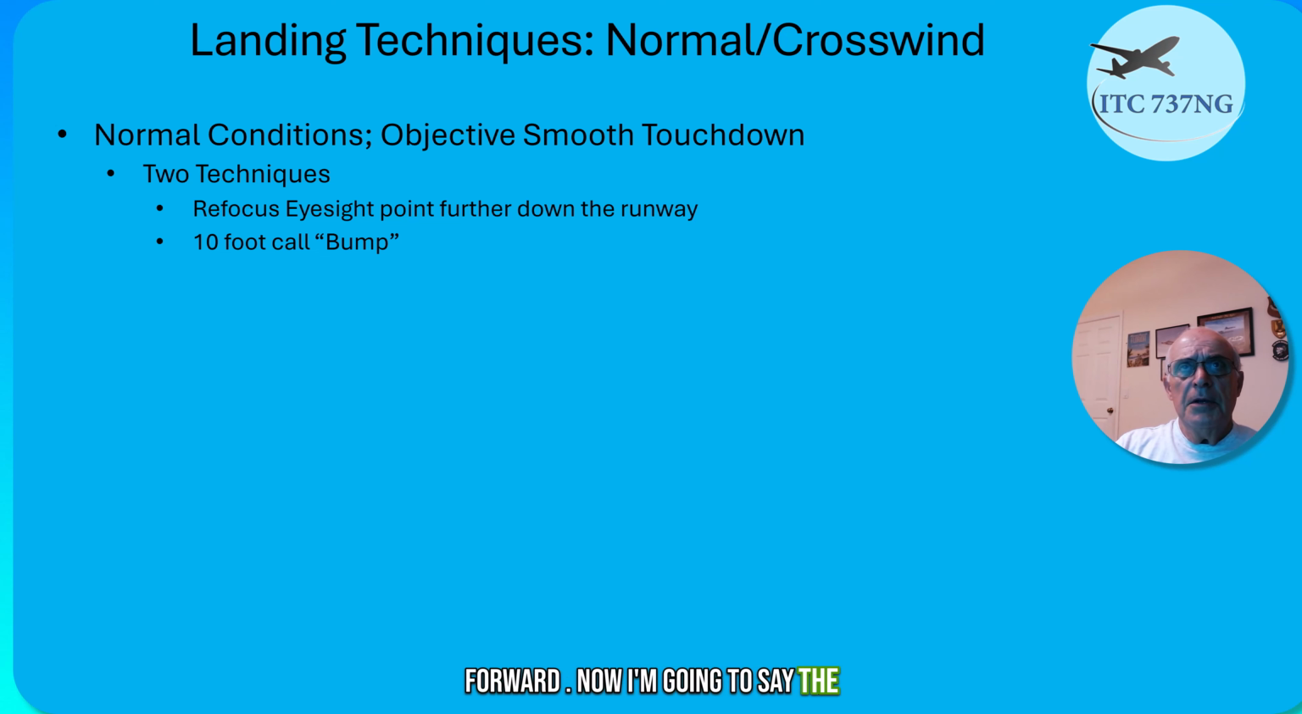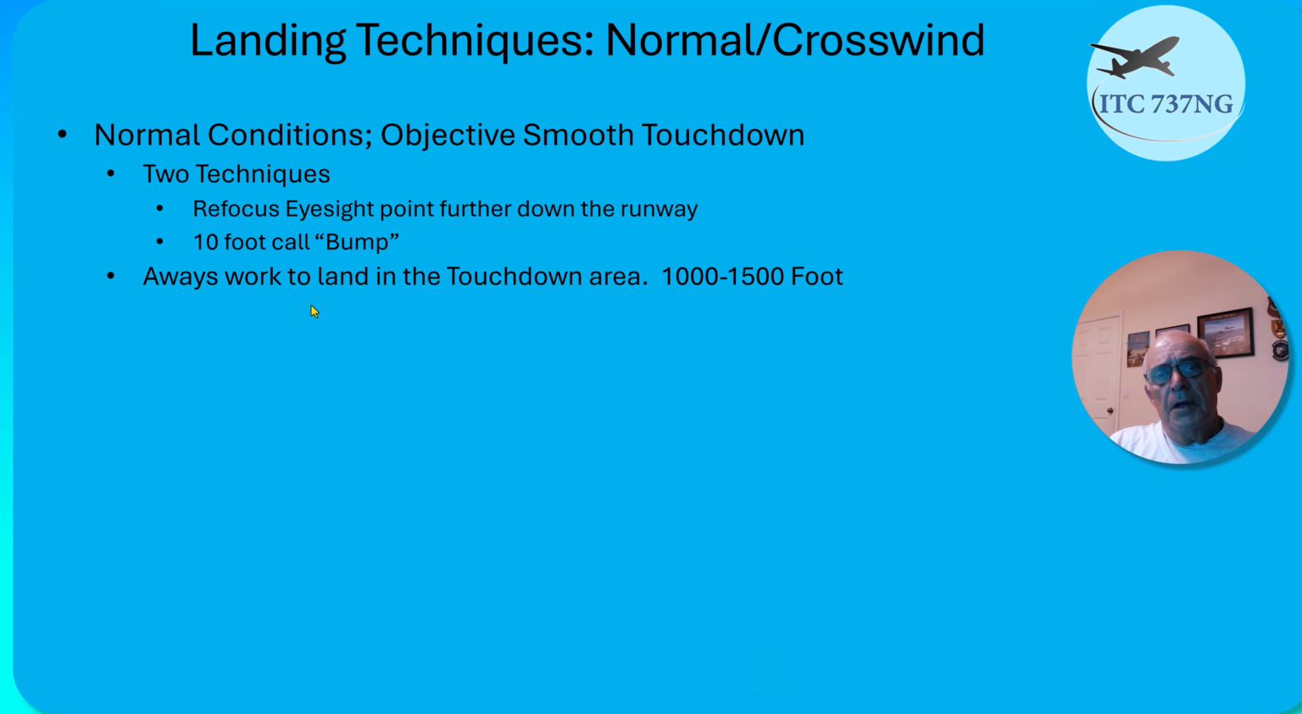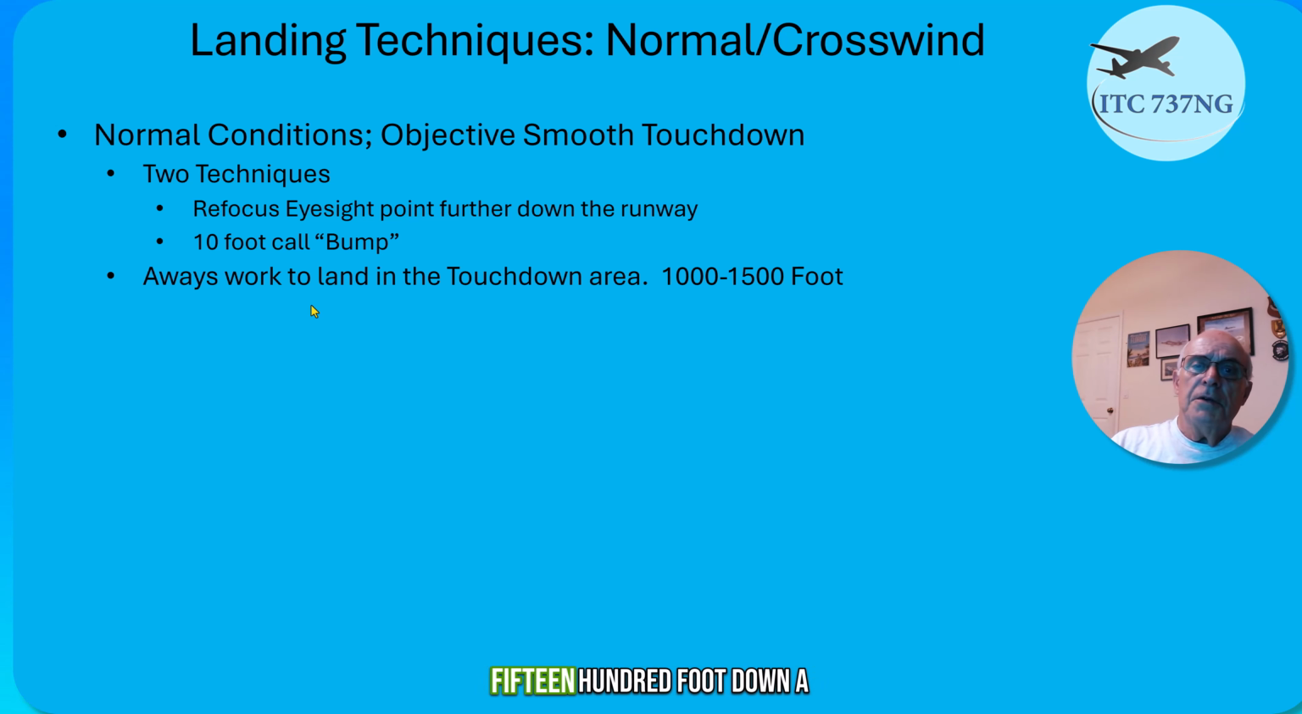Now, the next thing we're going to talk about is crosswind landings. And with that, I think the bump technique is probably the one that'll give you the best result for crosswind landings. I mentioned this before too, putting it here in this bullet point: work hard to always land in the touchdown area. That's considered to be 1,000 to 1,500 feet down a runway.